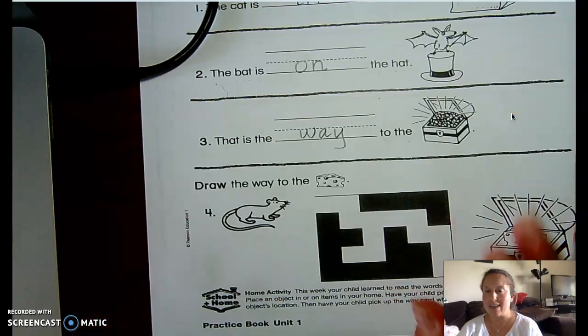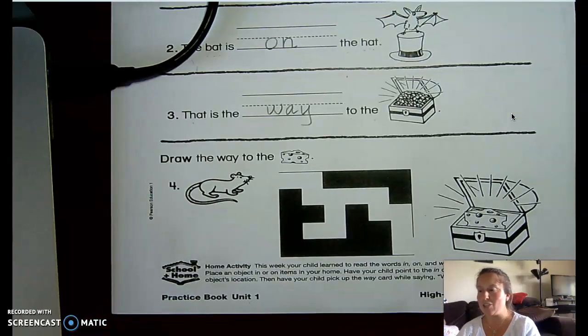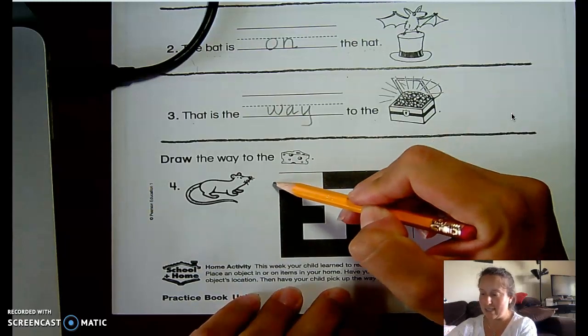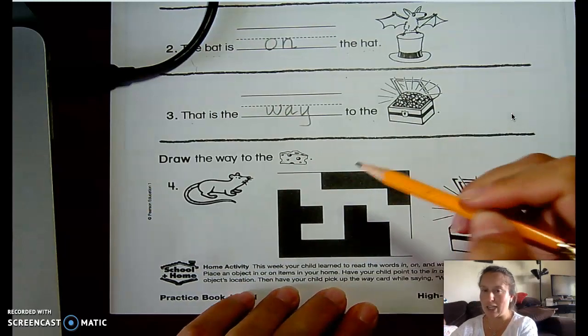Excellent work. Now help the mouse find the cheese treasure chest. Pause me now to find it. Check your answer.